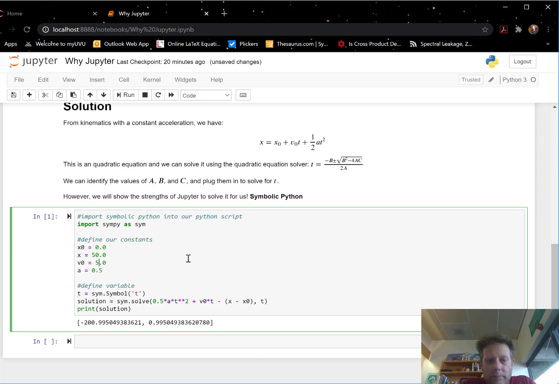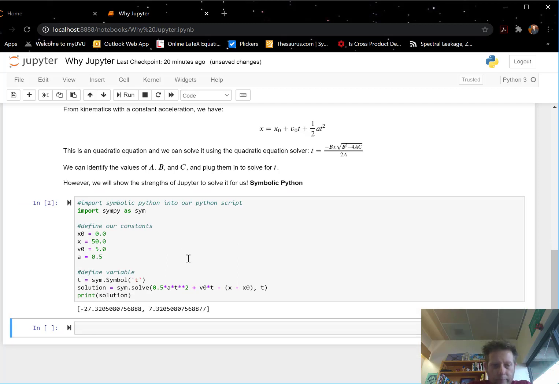Let's solve it again. Okay, so these are the two solutions we have. Remember, this is a quadratic equation, right? But keep in mind that we are starting at t equals 0, and therefore as time goes on, the solution to our answer will be 7.32 seconds. You could have plugged that into the quadratic equation, you would get exactly 2 numbers. But here we let Symbolic Python solve it for us.